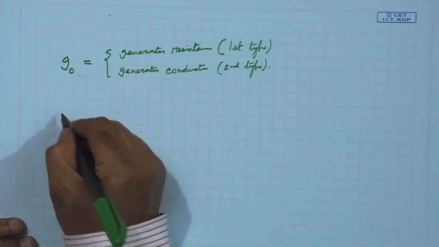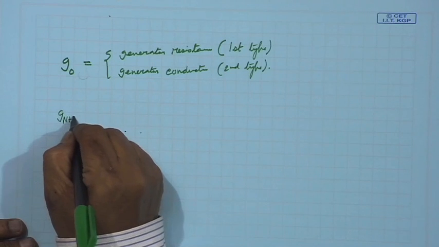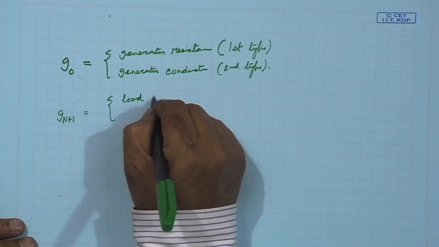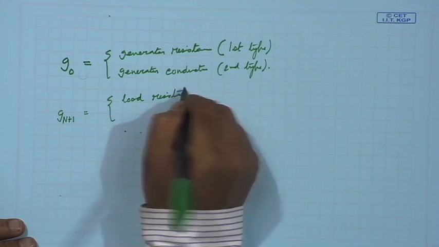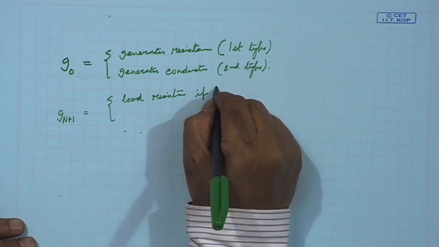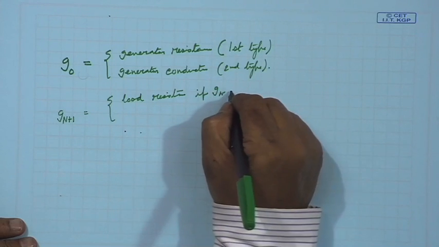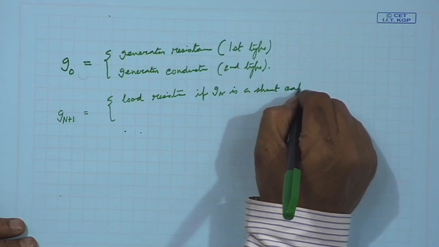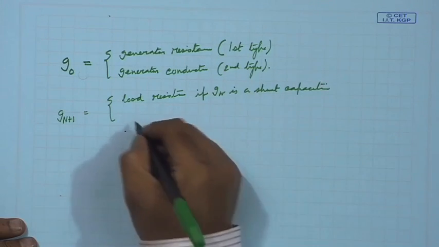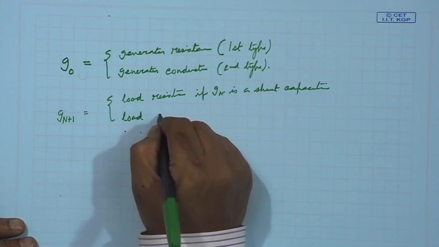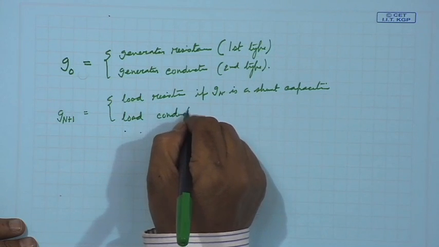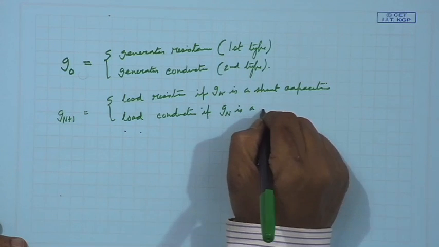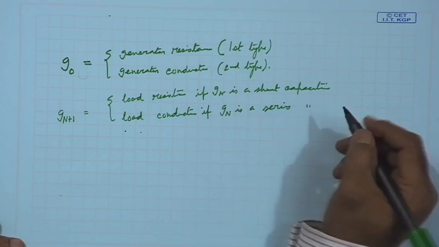Then what is G n plus 1? In the first type, it is the load resistance if Gn is a shunt capacitance, and here it is the load conductance if Gn is a series inductance.